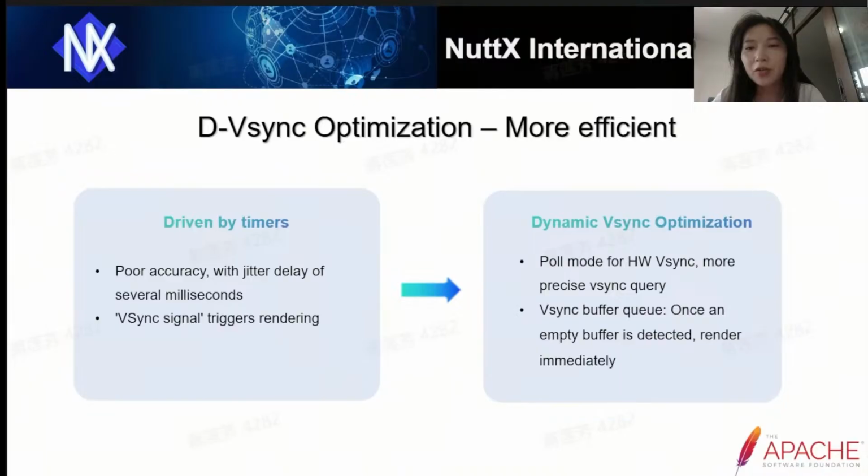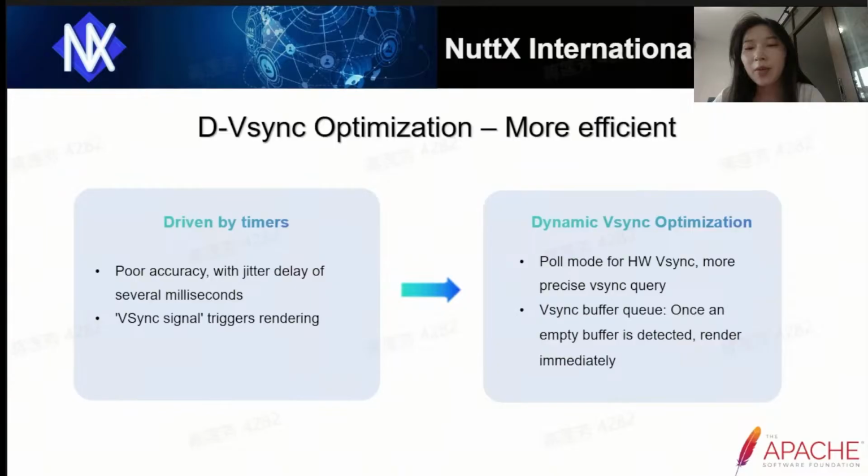In the original framework, the rendering uses the timer to trigger rendering. The problem was the software timer performed unreliably. It has a jitter delay of a few milliseconds. Now we've adopted the dynamic vsync mechanism to achieve more precise timing and improve rendering efficiency.